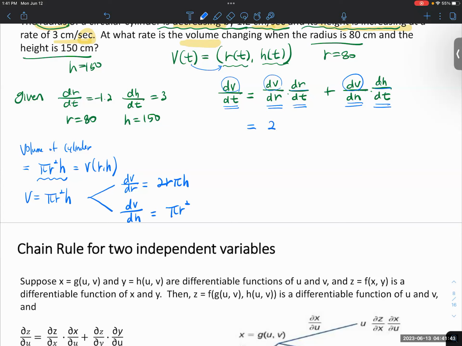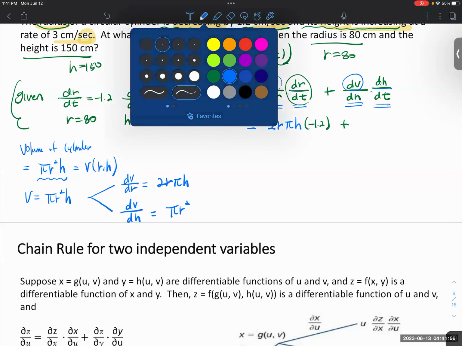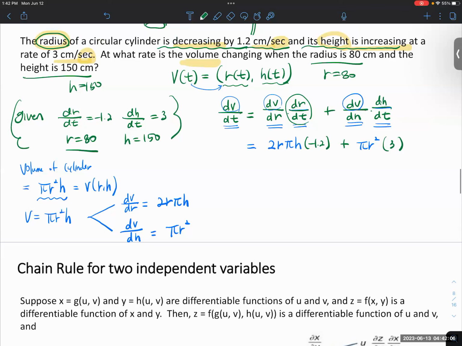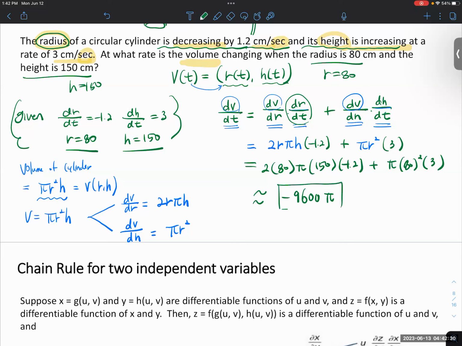So dV/dr is 2 r pi h. And then I know dr/dt from our given, negative 1.2. And then dV/dh, we have pi r squared. And then dh/dt, that is 3. And then we also know what the r and h are, so plug in. So 2 times 80, pi times 150, times negative 1.2, plus pi 80 squared times 3. So once you plug everything in, you should get negative 9,600 pi. This is the volume. The volume is going to be decreasing over time.